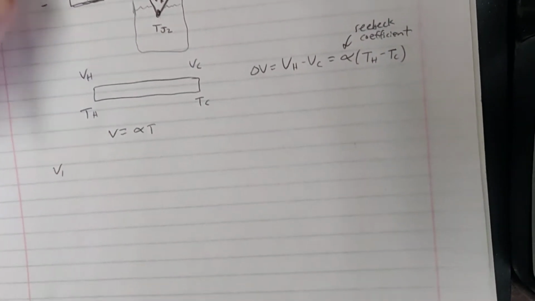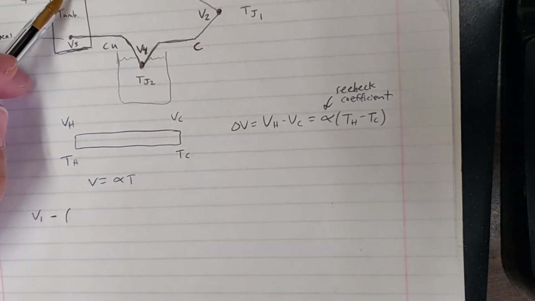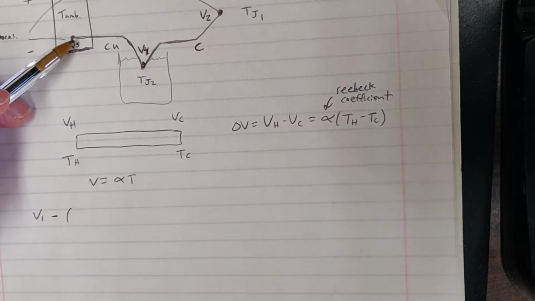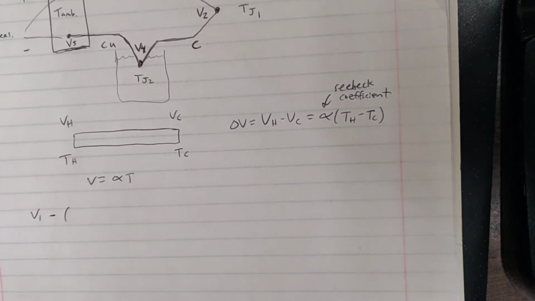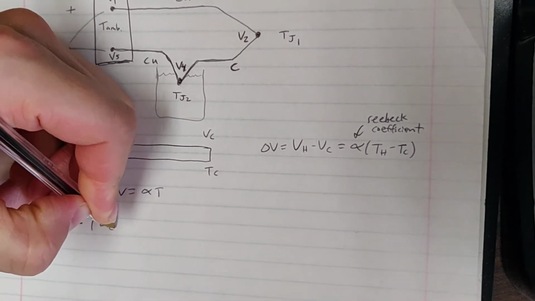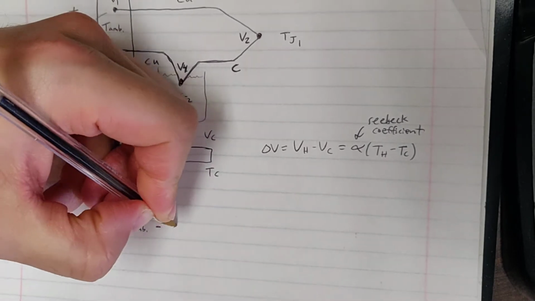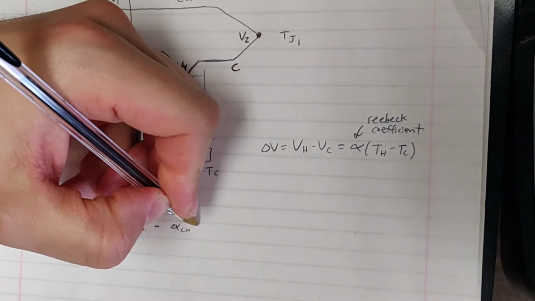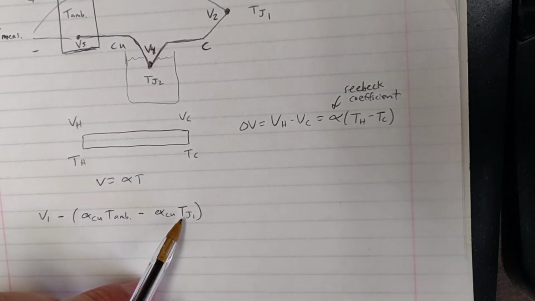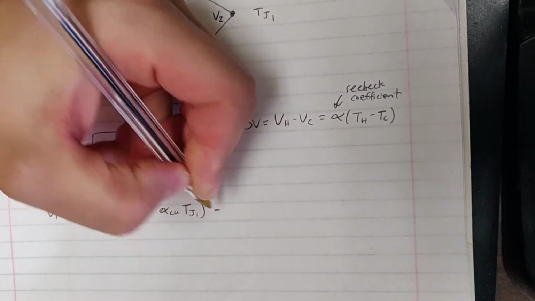So if we start with V1, and then our first wire we have copper, we're assuming that the terminal block where we're measuring the voltage is going to be at some ambient temperature, and we don't know what that is, and that's important. So we're going to start here and go down. So we have the Seebeck coefficient of copper times ambient temperature minus the Seebeck coefficient of copper times the temperature at junction 1. So this should represent the voltage difference that we get going from here down to here across this copper wire.